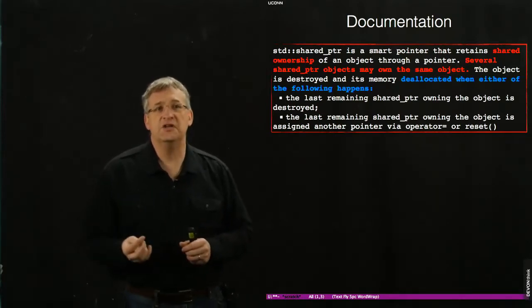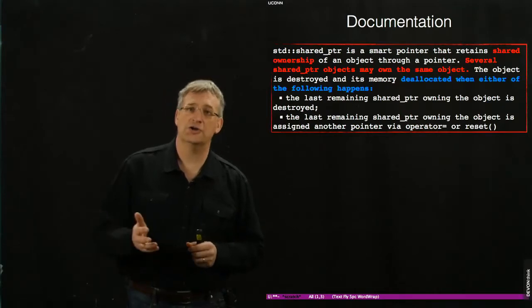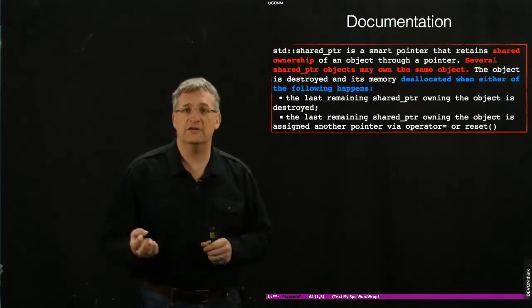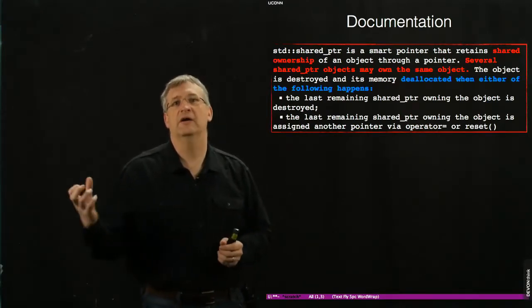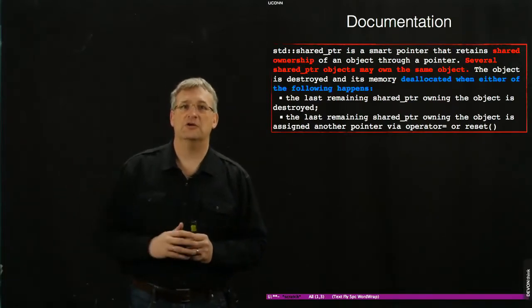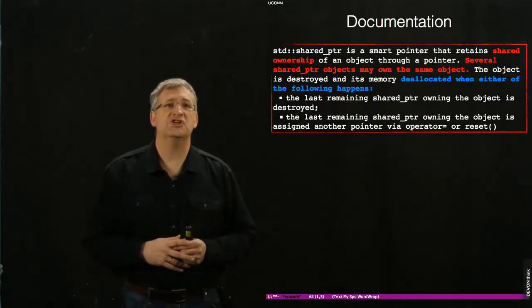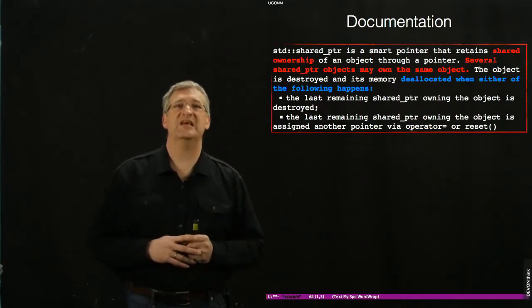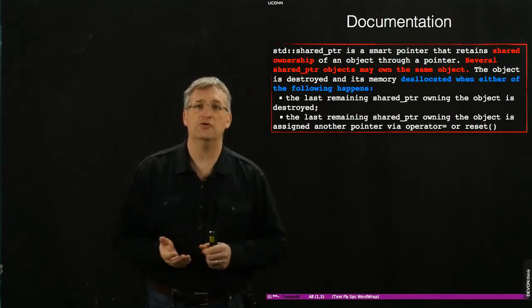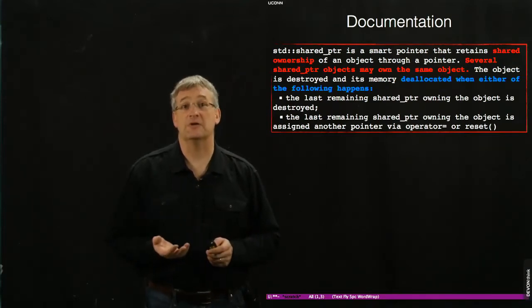The last remaining shared_ptr owning the object is destroyed. So you had a bunch, then some disappeared. There is the last one, the survivor. When that one goes away, just like a unique_ptr at that point, the shared resource goes. The second option is that the last remaining shared_ptr owning the object is assigned another pointer via an assignment operator or a reset. So you forcefully modify the last reference, in which case the ownership is lost.